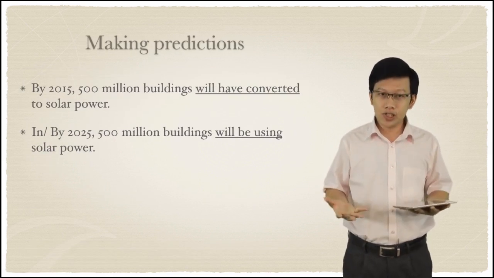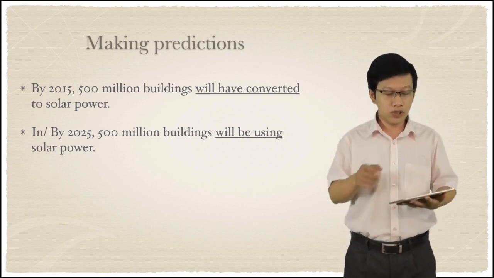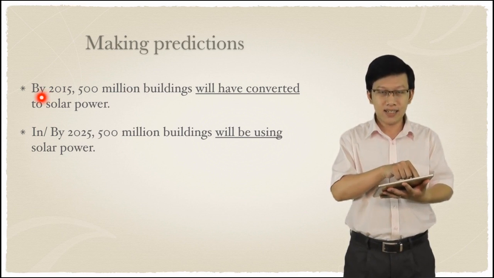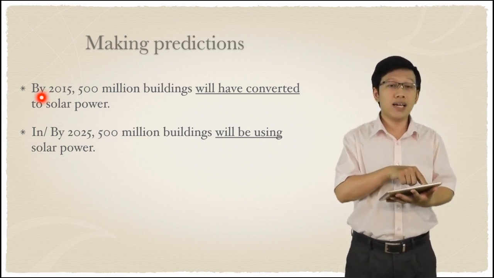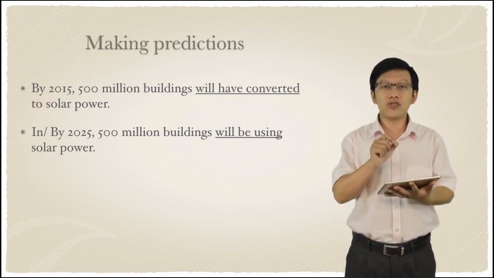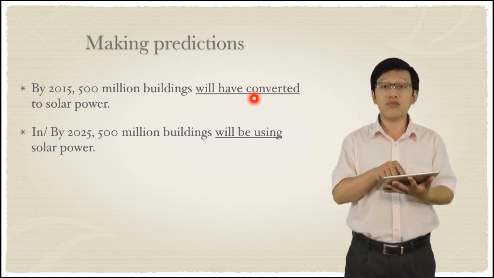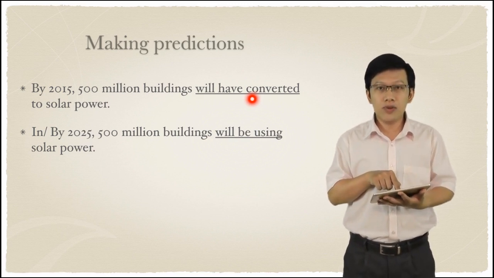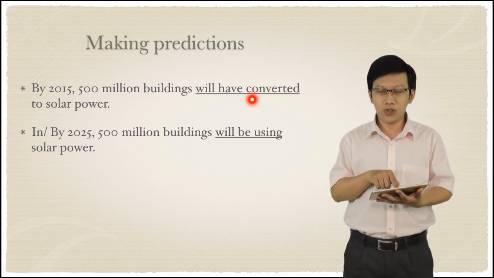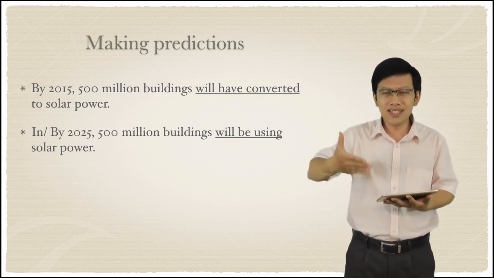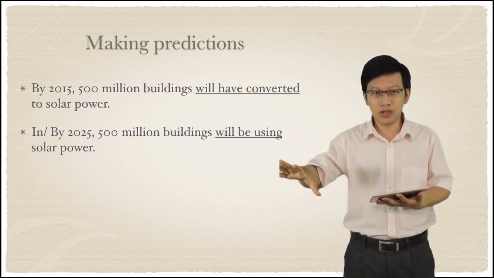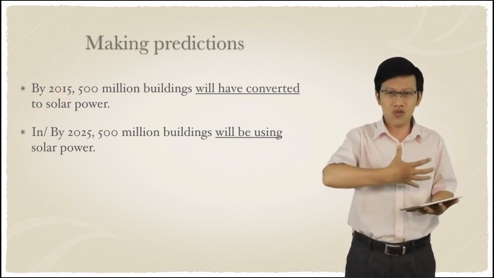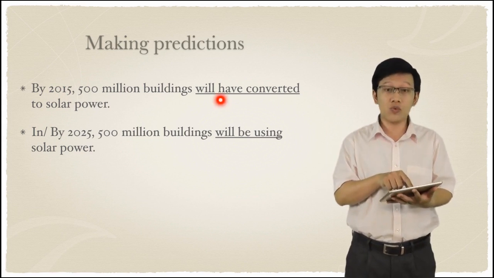When we're making predictions, sometimes you may want to use the preposition by, meaning before. For example, by 2015, 500 buildings will have converted to solar power. So in this case, we are using the future perfect in order to talk about an action that has completed before another point of time in the future. So before 2015, they have converted already. In this case, we use will have converted.